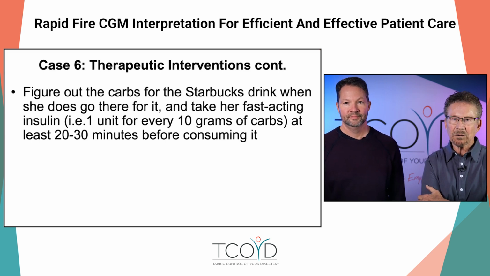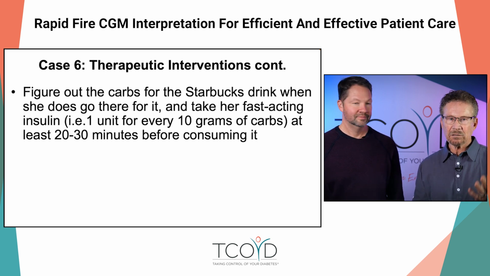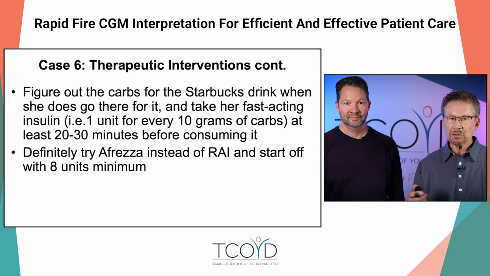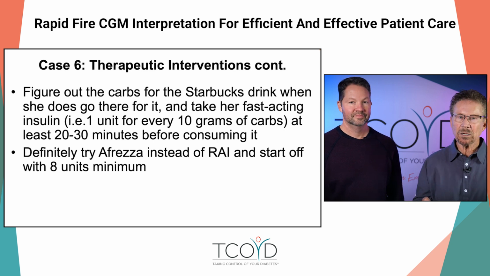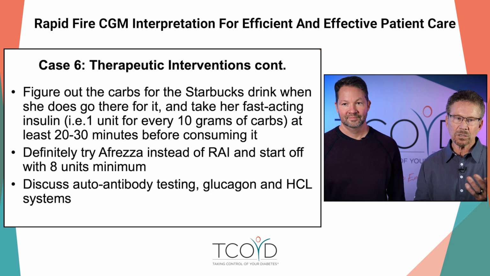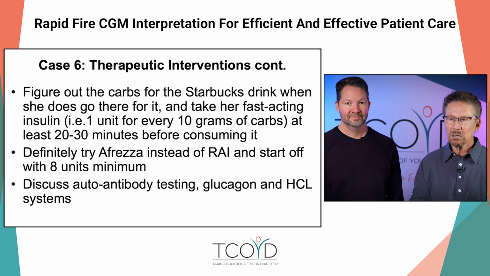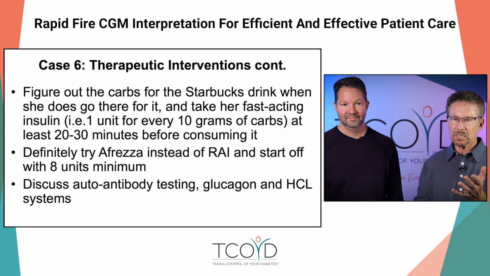Yeah, we made her insulin to carbohydrate ratio more aggressive. And we talked about if she is going to drink anything, to take her insulin early, and talked about Afrezza. Afrezza would be good, rapid acting inhaled insulin, and to start with a pretty good dose. And of course, the same last two things to discuss: autoantibodies with their first and second degree relatives and get a glucagon kit.